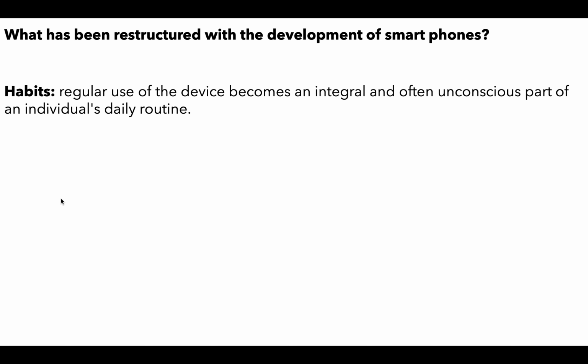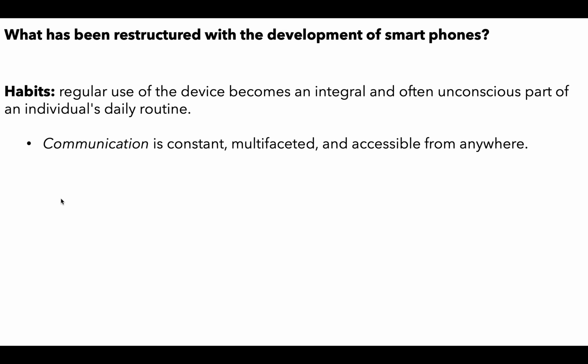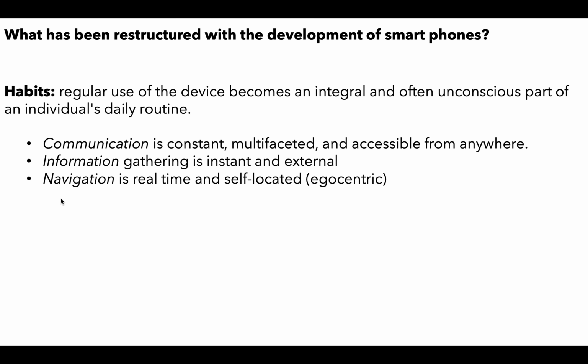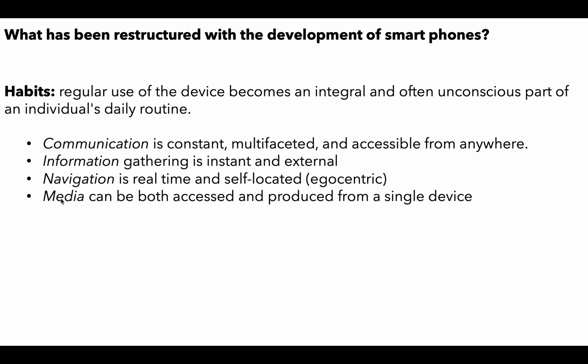So, how has a smartphone restructured the world? So think about our habits, right? Regular use of our smartphone becomes an integral and often unconscious part of our daily routine. So we now think of communication as constant and accessible from anywhere. Our information gathering is instant and external. We navigate in real time, and it's self-located. We have a blue dot on our phone that tells us where we are in the world, and the navigation of the map happens in relation to that blue dot on our phone.